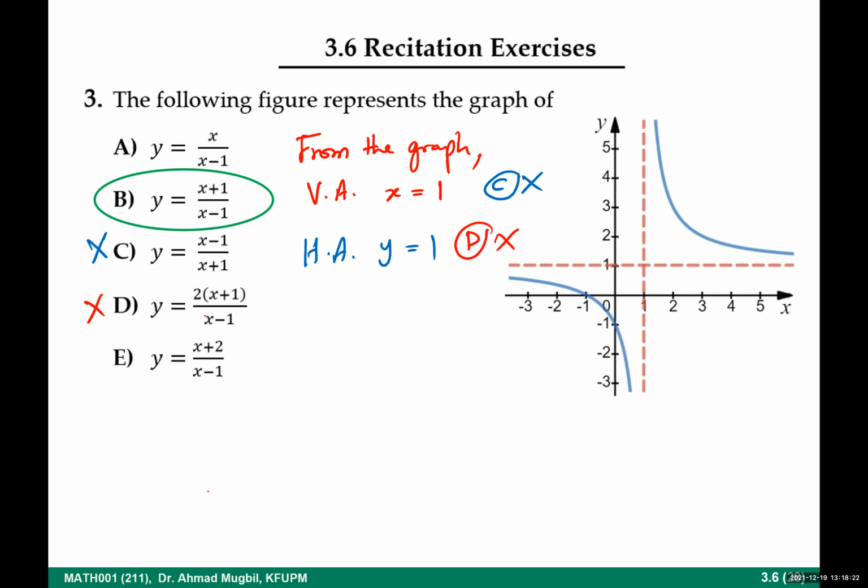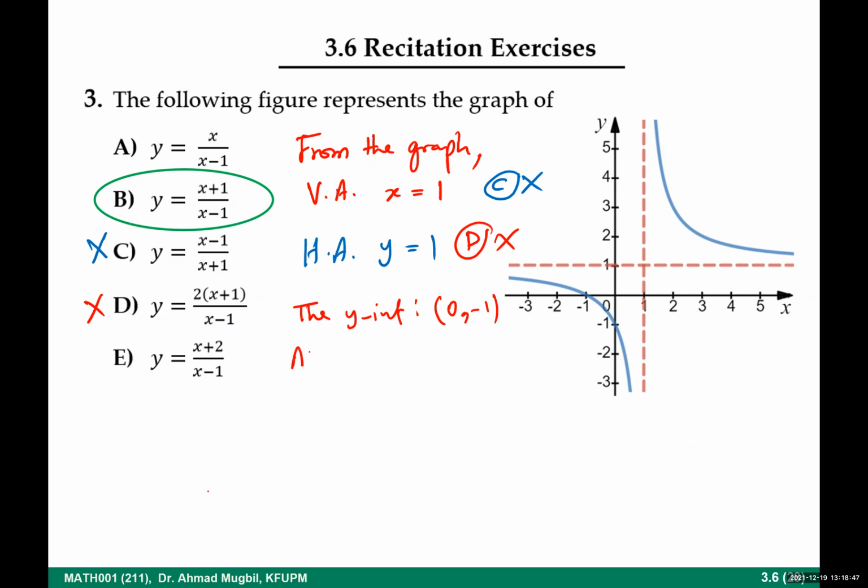Okay, now the semifinal is between A, B, and E. What can we do more? The x-intercept and the y-intercept. Which one will we start with? Let's start with the easier one, the y-intercept. The y-intercept, of course, is 0 and -1. So when x is 0, y is -1.